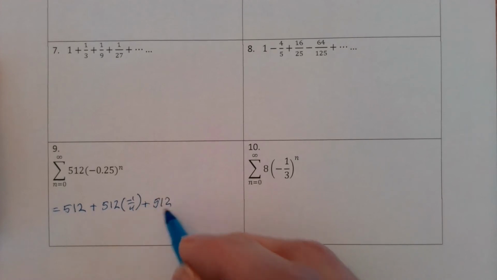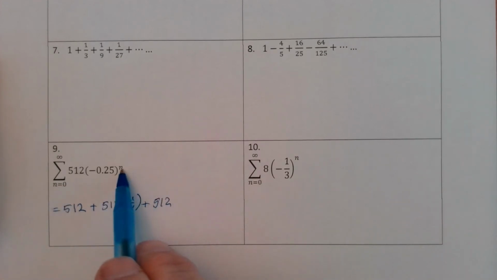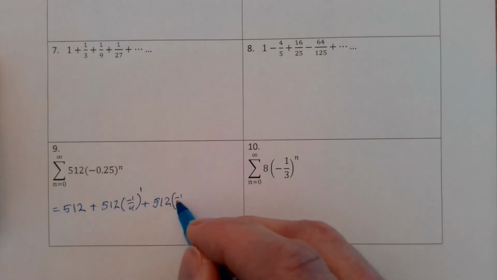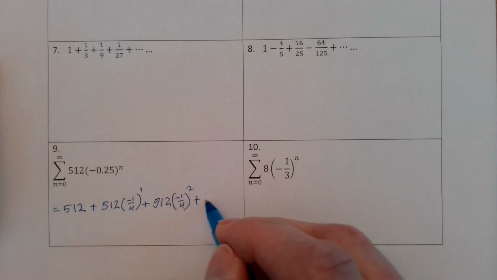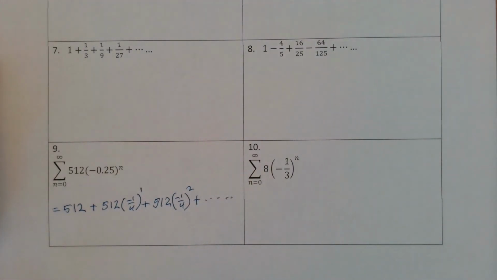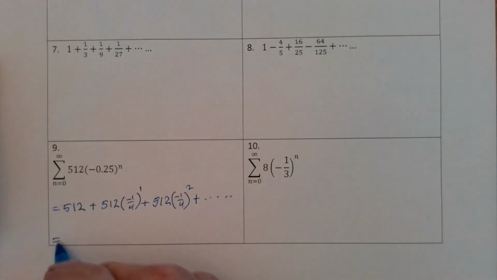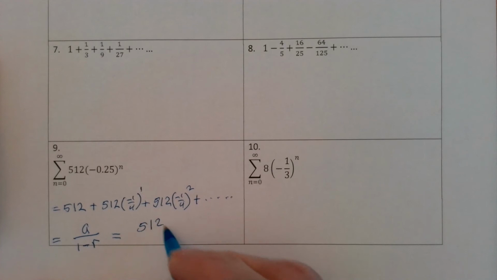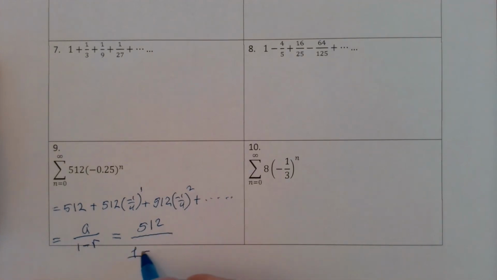And then we advance the index again from 0 to 1 to 2. And we're going to go 512 times negative 1/4 to the second power, etc. Do we know the two things that we need to know to write this down? Yeah, we know the first term is 512. And we know the r value is negative 1/4. So we write that out.